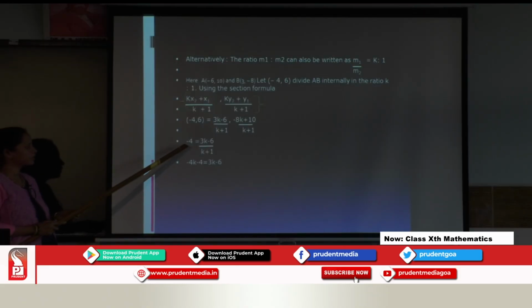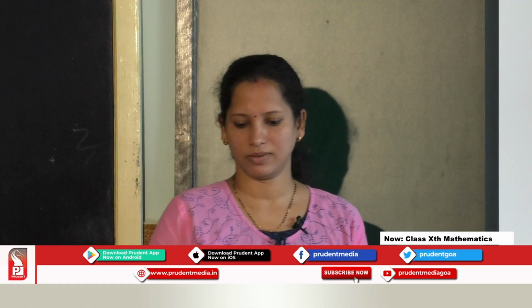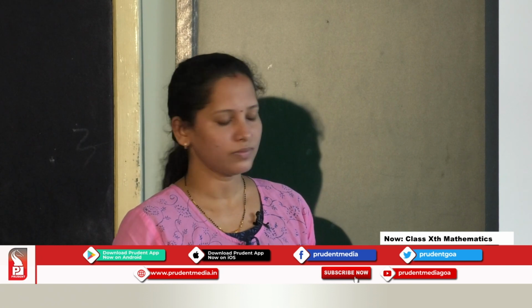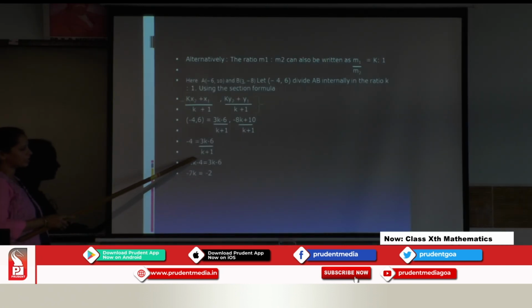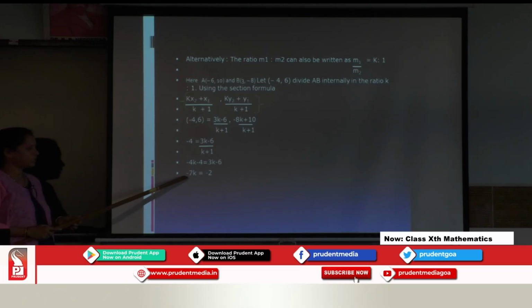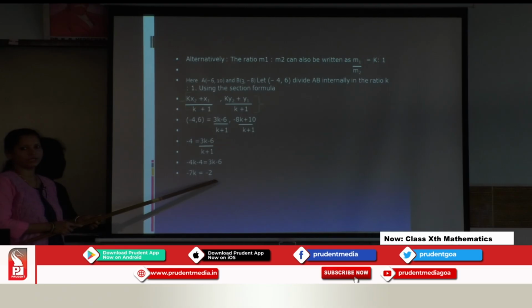So we got minus 4 into (k plus 1) is equal to minus 4k minus 4, which is equal to 3k minus 6. When we take this 3k on this side, it will become minus 4k minus 3k, that is equal to minus 7k, which is equal to, if you take this 4 on this side, it will become plus, so minus 6 plus 4 is equal to minus 2. So minus 7k is equal to minus 2.